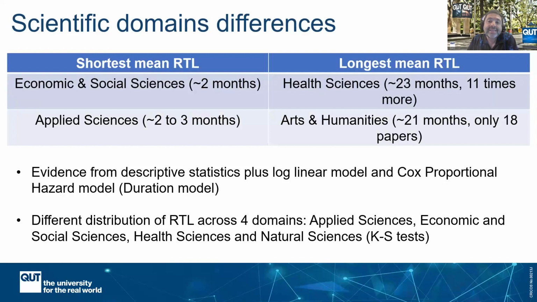The first finding is that the longest mean retraction time lag is for health sciences, which is about 23 months, which is 11 times more than the time it takes to retract papers in the economic and social sciences, which is about 2 months, followed closely by applied sciences, for which it takes between 2 and 3 months. I also found different distributions of retraction time lags across the 4 domains, which are applied sciences, economic and social sciences, health sciences, and natural sciences. In this analysis, I exclude arts and humanities because there are only 18 papers in the corpus.